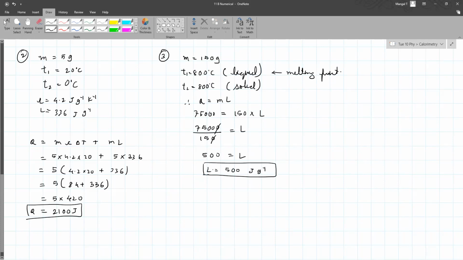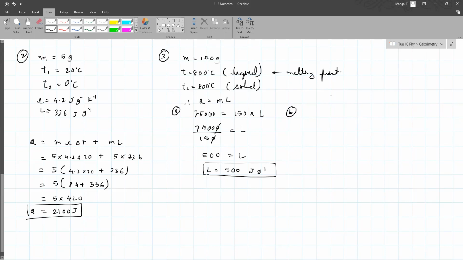So no one should have any confusion, because it's clearly written that 800 degrees Celsius is the melting point, and the metal was in a molten state, and it is freezing. So it is becoming 800 degrees Celsius frozen metal from 800 degrees Celsius molten metal. So that means there is a change of state that happens. Okay, so this is A.